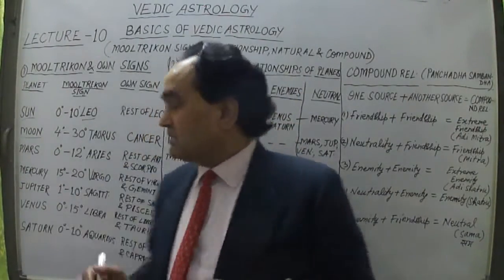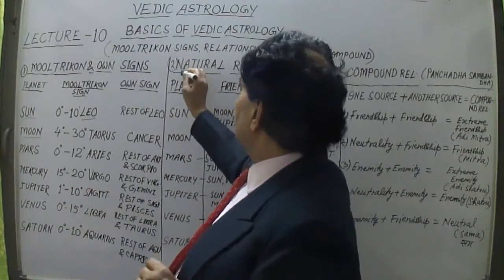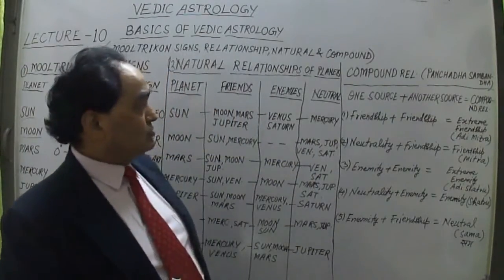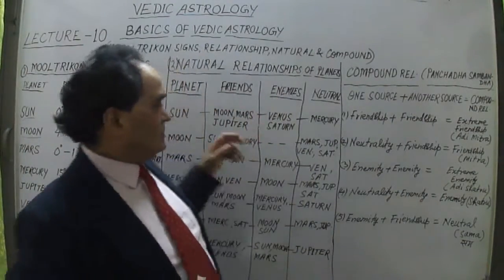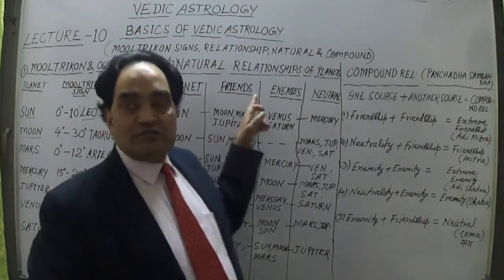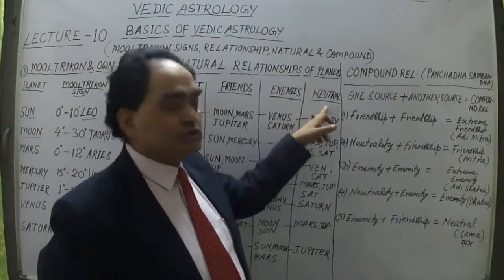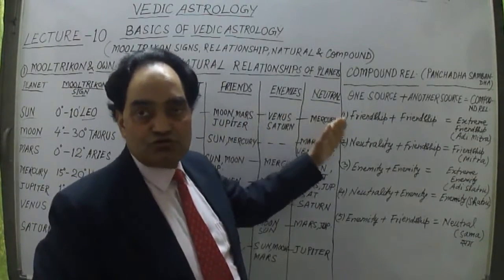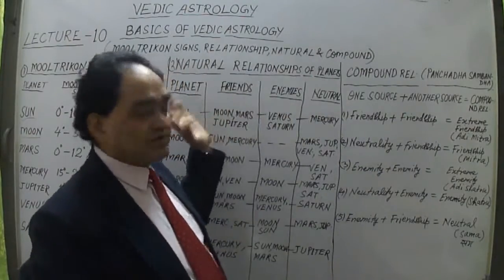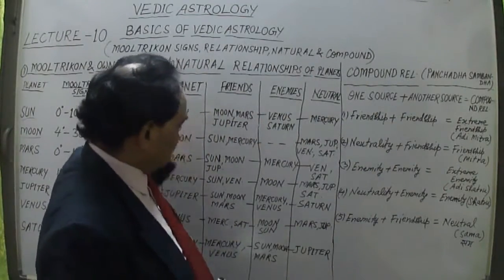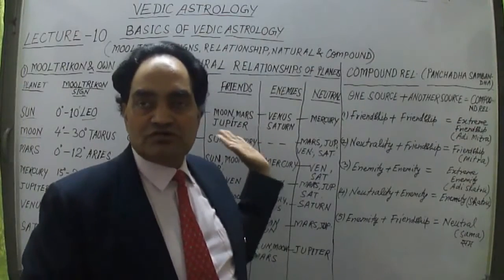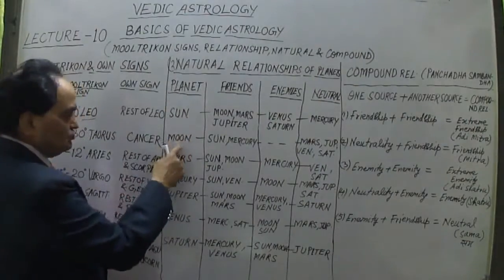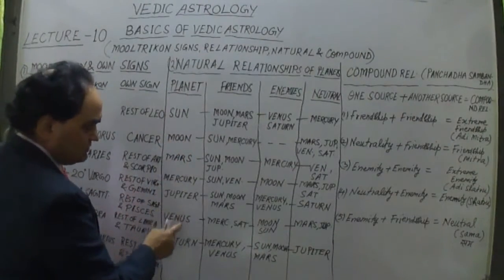Now come to the second point. I've taken here the natural relationship of planets. In the natural relationship of planets, for example, Sun has friends, enemies, and neutral. Try to understand: enemy, friends, and neutral. These are the 7 planets I have taken: Sun, Moon, Mars, Mercury, Jupiter, Venus, and Saturn.